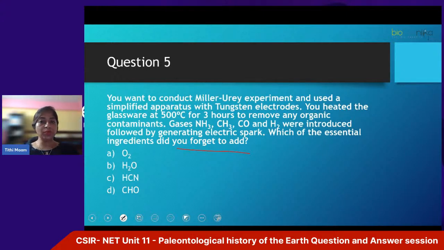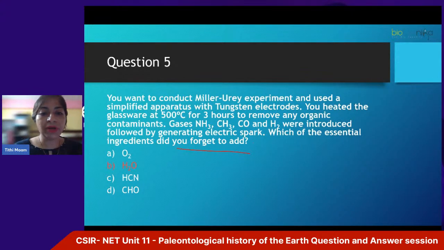So to answer this question, you should have an idea about the Urey-Miller experiment. That is not at all difficult because you have been studying this experiment from your school days. It is the very basic water that has been forgotten. If you remember the Urey-Miller experiment, first of all, oxygen cannot be there because in the prebiotic earth there was no oxygen, right?